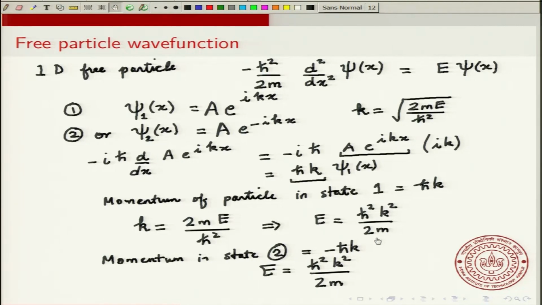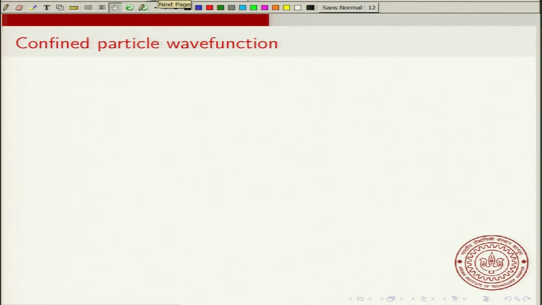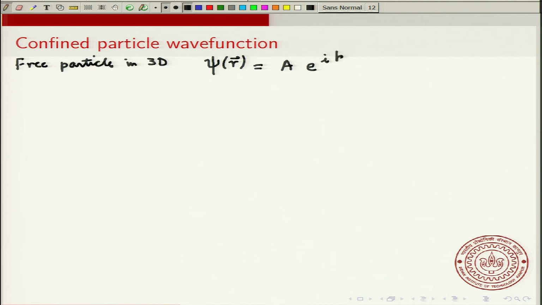You can extend this to 3 dimensions, and we have already seen this. Okay. I will come to that before I talk about confined particle wave functions. So, in 3D, the free particle in 3D satisfies psi. Now, it is a function of x, y, z or r. So, r is basically x, y, z. This is A e to the i k dot r, where k is a vector and r is a vector.